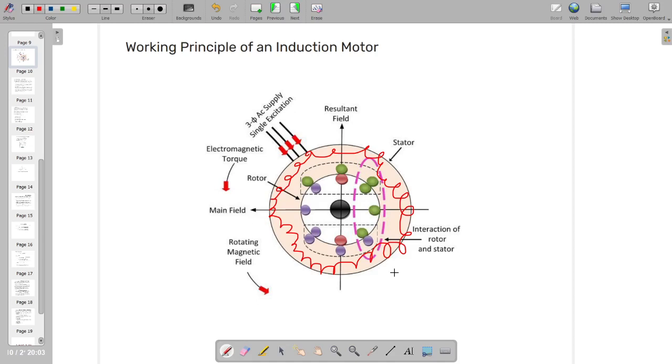Because of the influence of the electromagnetic force in the stator conductors, it will influence indirectly the conductors on the rotor. These are the rotor conductors. Because of this, flux is generated within them. So there is an interaction force between the stator and rotor flux. Because of this, the rotor will try to rotate in a direction.